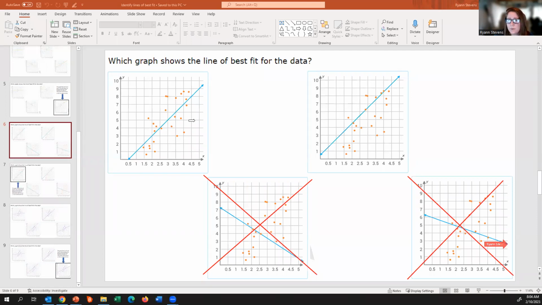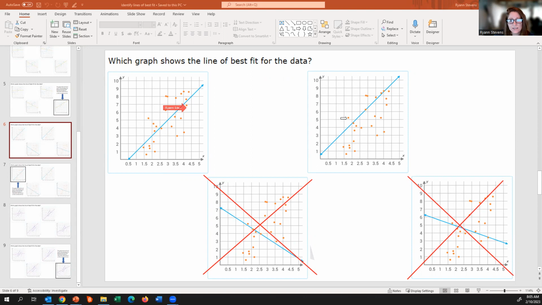I want to pick the one that has the same amount of points on the top as on the bottom. So a good thing to do is just count the points. So we've got 1, 2, 3, 4, 5, 6, 7, 8, 9, 10, 11, 12 points on the top, and 13 points on the bottom, which is okay. Again, it doesn't have to be the exact same numbers as long as it's really close.